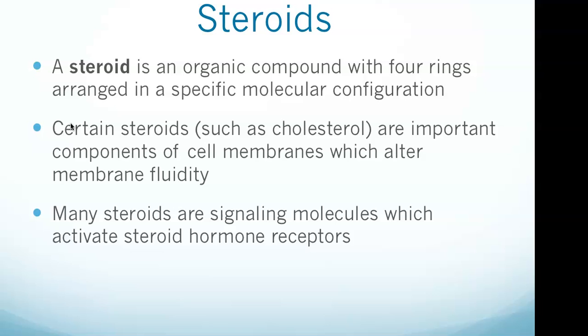A steroid is an organic compound with 4 rings arranged in a specific molecular configuration. Examples include the dietary lipid cholesterol, the sex hormones estradiol and testosterone, and the anti-inflammatory drug dexamethasone. Steroids have 2 principal biological functions. Certain steroids, such as cholesterol, are important components of cell membranes, which alter membrane fluidity, and many steroids are signaling molecules which activate steroid hormone receptors.